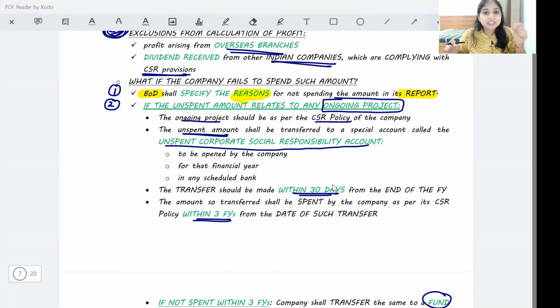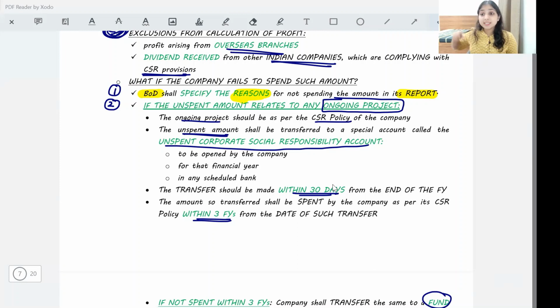In that case, we will see what is a deficiency. First of all, company, you've spent something lesser. Board of directors will have to disclose this in the board report. Simple. Second point, we will see why the company spent lesser. Is it because there is an ongoing project? Ongoing project means a multi-year project, a project which goes on for more than 1 year. It should be as per the CSR policy. It should fit under Schedule 7. It should be for the benefit of the society. It should extend for more than 1 year up to 3 years.